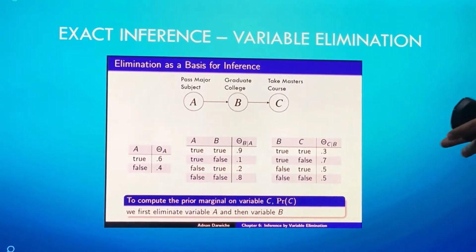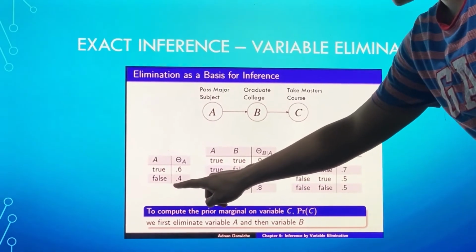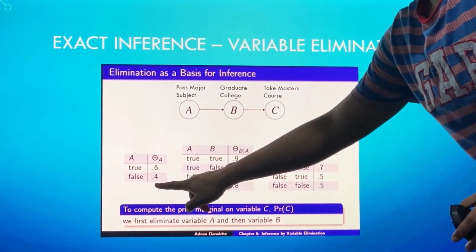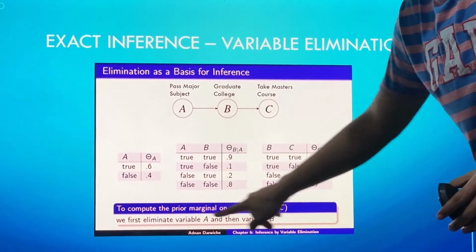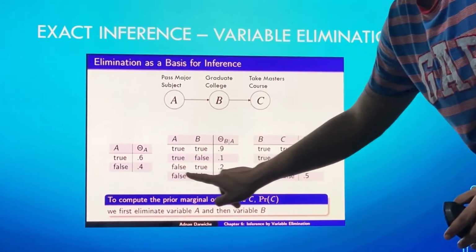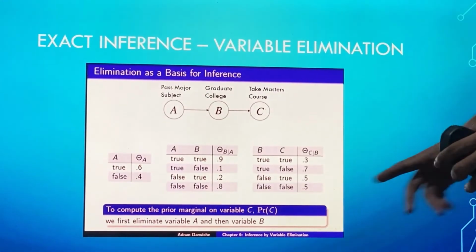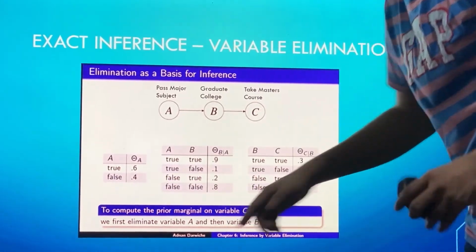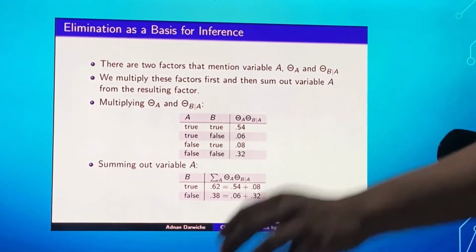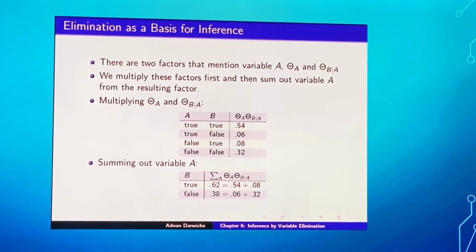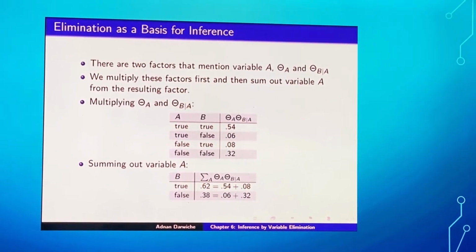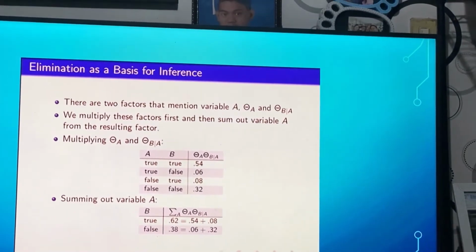Now to continue this process, we multiply the probability that A is false by theta B given A, where A is also false. So 0.4 we multiply with 0.2, and 0.4 we multiply with 0.8, where we get 0.08 and 0.32 respectively. Now that we are done multiplying, the next step is to sum out variable A from the resulting factor.